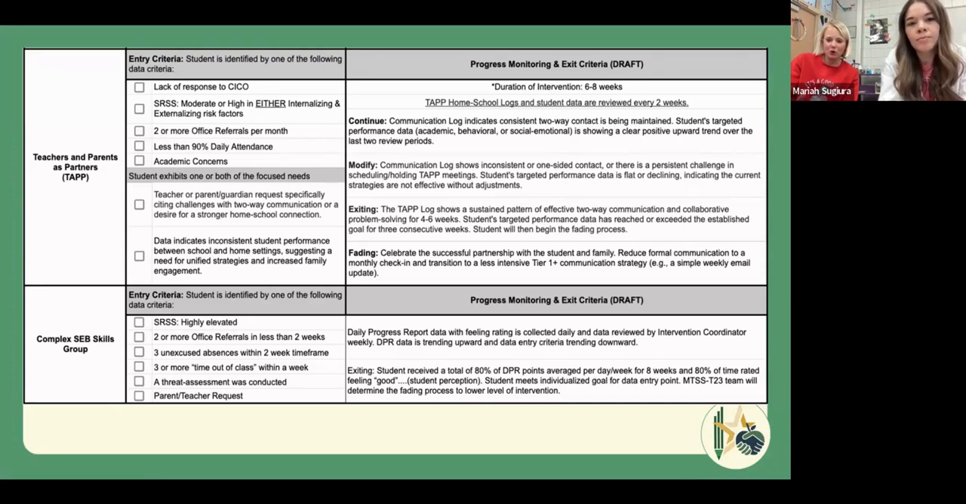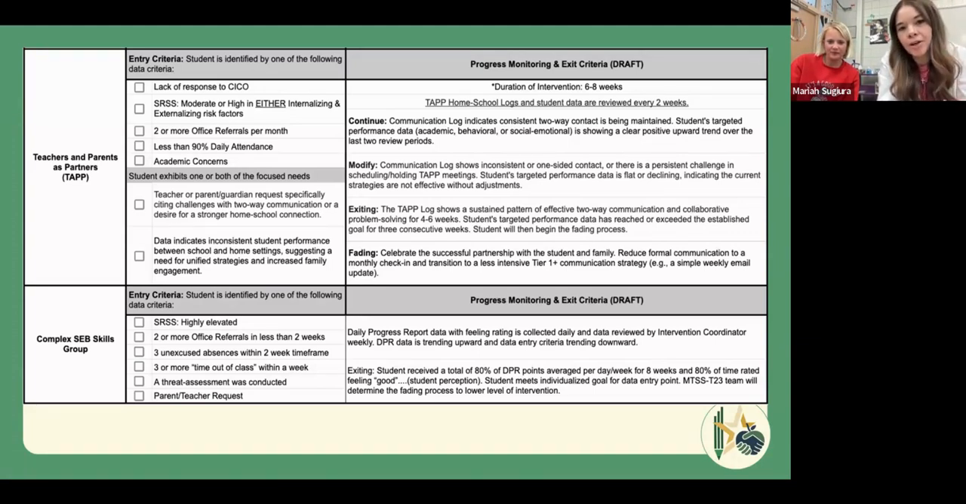It is a program designed to strengthen the partnership between home and school while improving the students' behavior and overall learning outcomes. Again, this is an option we'd go to after we attempted check in, check out. Check in, check out is our first go-to, and then there are different layers: the SAIG group, TAP, and then we also have complex social, emotional, behavior groups.